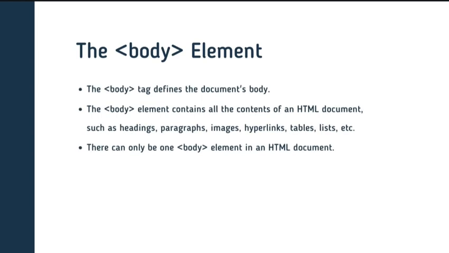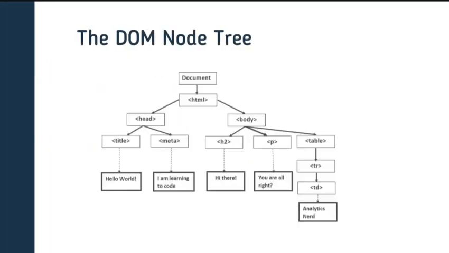So the body element, guys, defines the document body, and it contains all the contents of an HTML document, such as headings, paragraphs, images, hyperlinks, tables, lists, forms, and so on. And there can only be one body element in an HTML document.